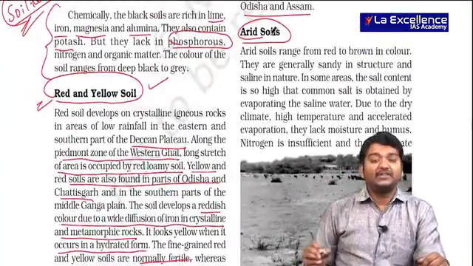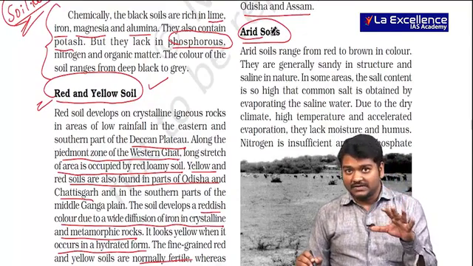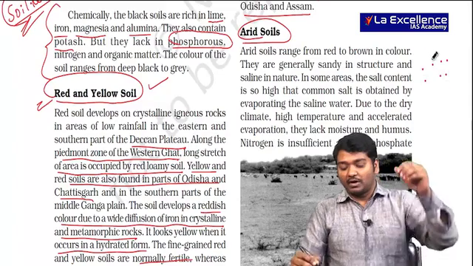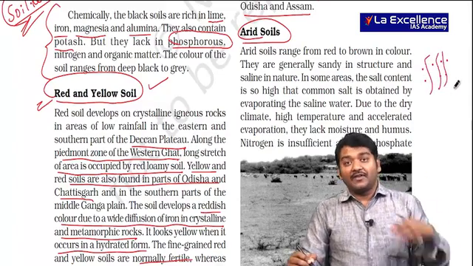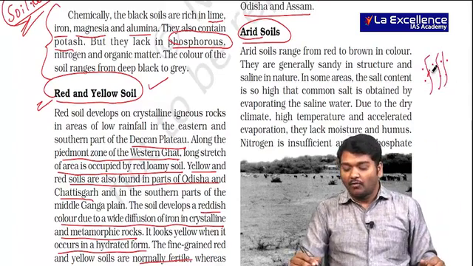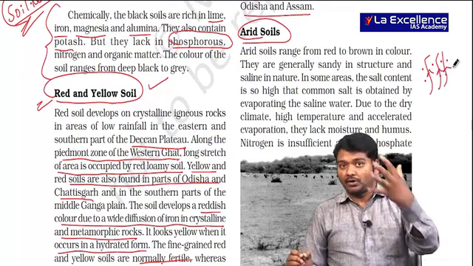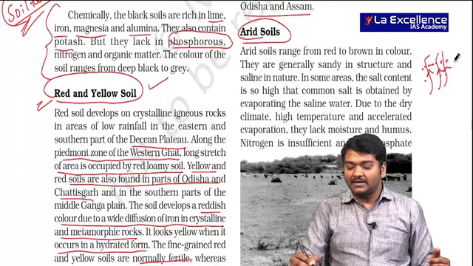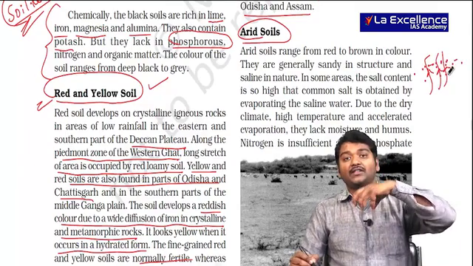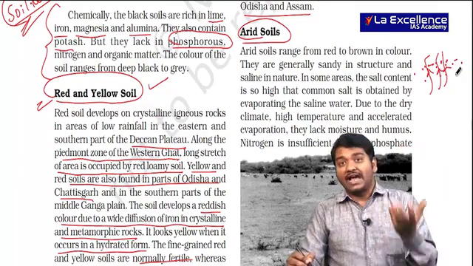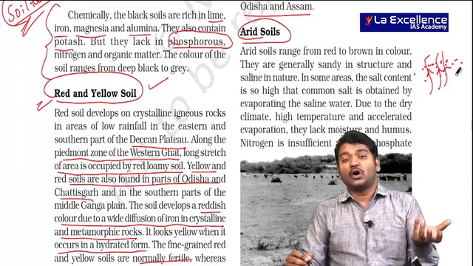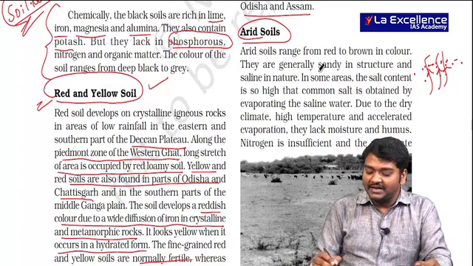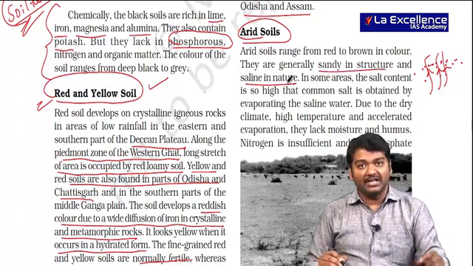And then arid soils. Wherever you have deserts, what happens if there is water? The soil is loose. So, water goes down. And whenever high temperature is there, the water comes up again. Whenever the water comes, it carries the salt particles, and the salt particles will usually be deposited when the water is evaporated. This actually makes the soil less fertile. See, they are generally sandy in structure and saline in nature.